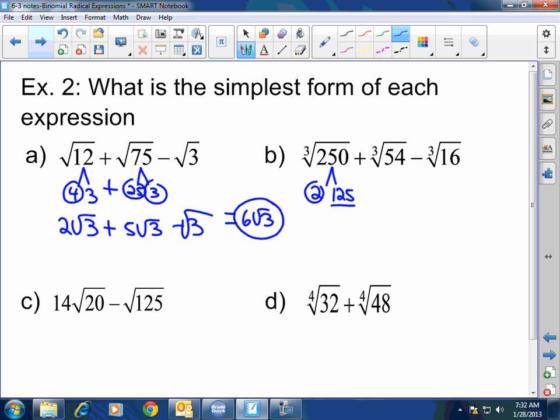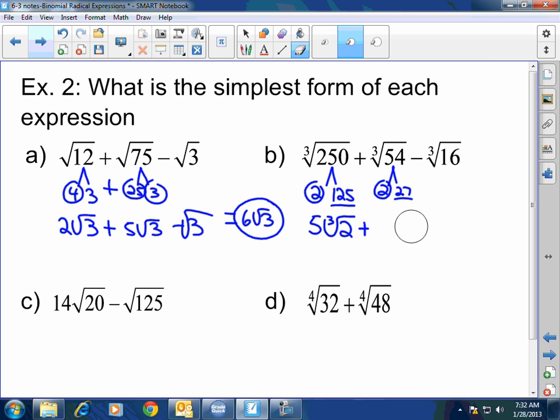Now, I know that the cube root of 125 is 5. So I got 5 times the cube root of 2, because that's what's left over, plus, I'm going to, again, break this up, divided by 2, 2 times 27. I know that the cube root of 27 is 3. So 3 times the cube root of 3.